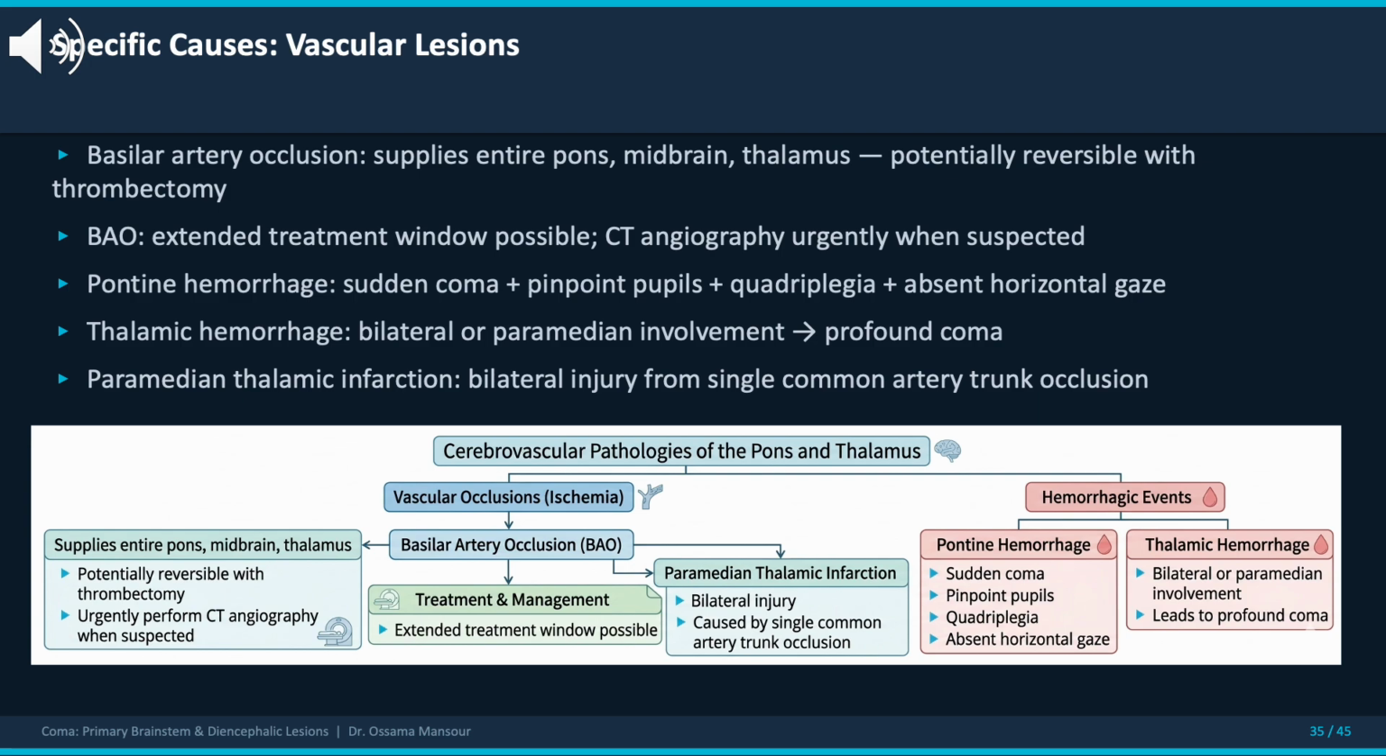Pontine hemorrhage, typically from hypertensive small vessel disease, produces sudden onset of coma with the characteristic pinpoint pupils, quadriplegia, and loss of horizontal gaze. Large pontine hemorrhages carry a very poor prognosis with high mortality. Thalamic hemorrhage, particularly when bilateral or when involving the paramedian thalamic nuclei, can produce profound coma. Paramedian thalamic infarction from occlusion of the paramedian thalamic arteries that typically arise from a single common trunk can produce bilateral thalamic injury and coma despite the small territory involved.